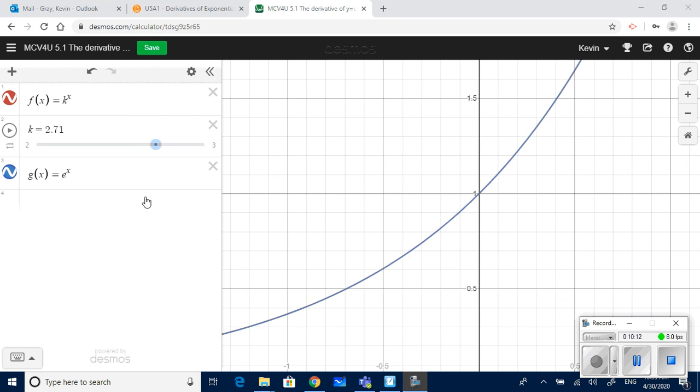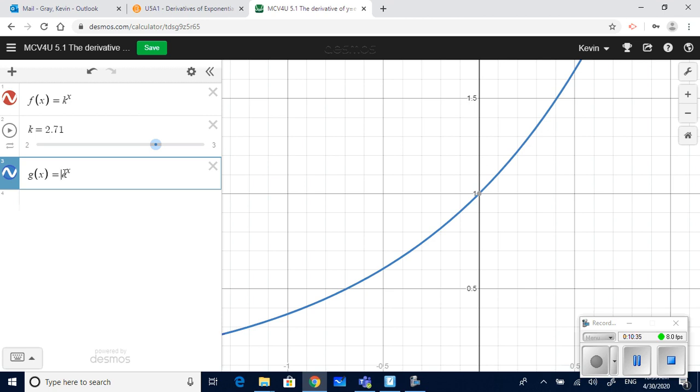Okay, so keep in mind that we've just found a new function, an exponential function that has a very, very important base. It's the base e, and it's constant. e is a constant, like pi is a constant. e is a constant value of approximately 2.718.